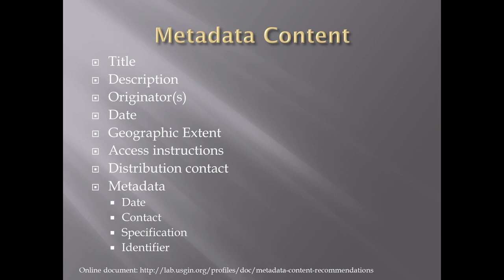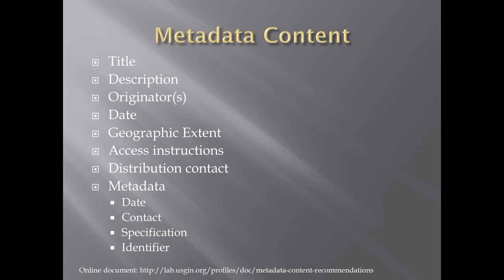Any kind of resource has some sort of originator, and that might be an author or an editor or a compiler. There's lots of different possible roles there. Some date of currentness for the content on which the information was published. A lot of the things we're interested in, but not all of them, are applicable to some geographic extent. We want to have some kind of information about how to get the resource, that's the access instructions, some way to contact the agent that is distributing the resource. So if you do want to get the resource, how do I contact the distributor?